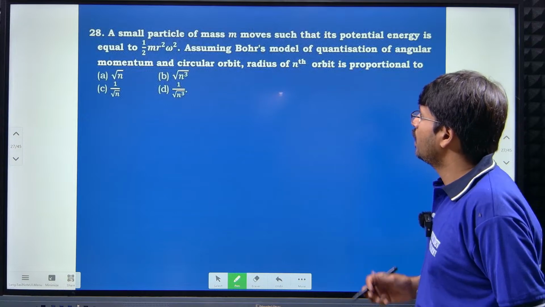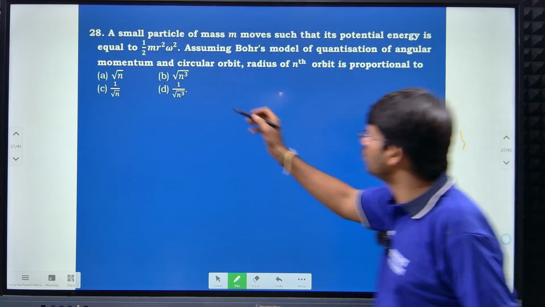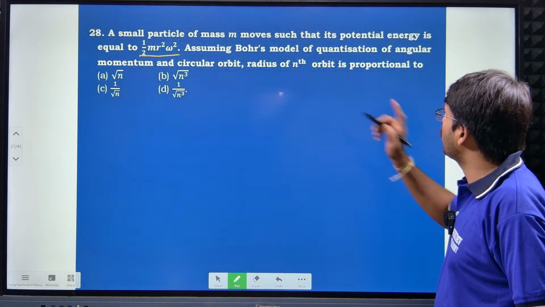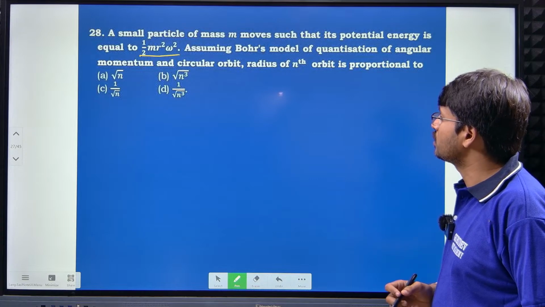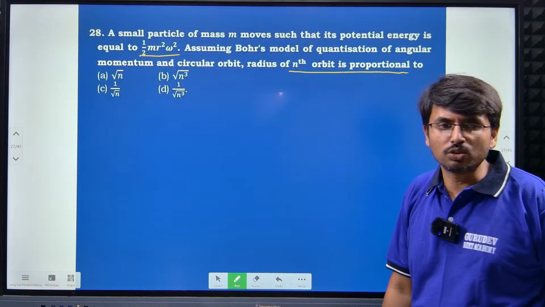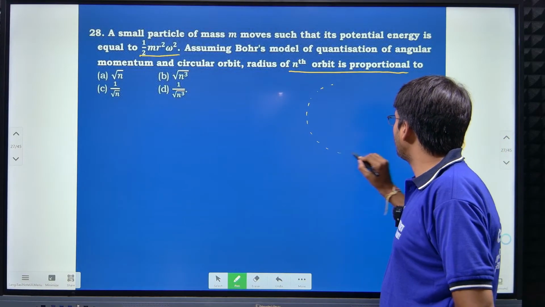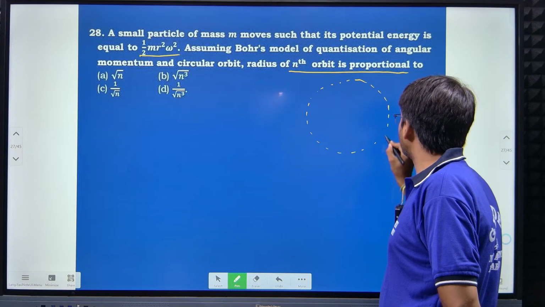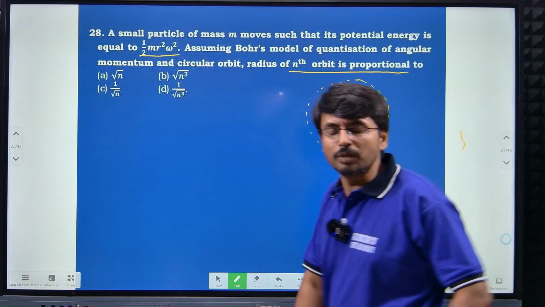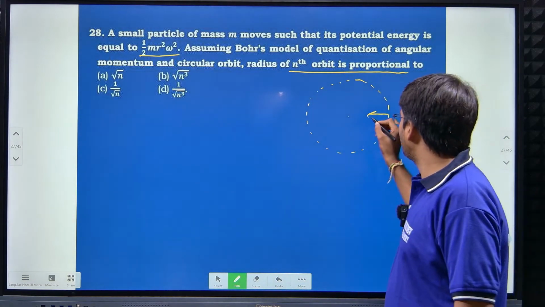Just start. A small particle of mass m moves such that its potential energy is equal to half m r square omega square. Assuming Bohr model of quantization of angular momentum and circular orbit, the radius of the nth orbit is proportional to what? So first we have to look at this: if a particle is in uniform circular motion, there will be a centripetal force, and the centripetal force will be provided by some other force.